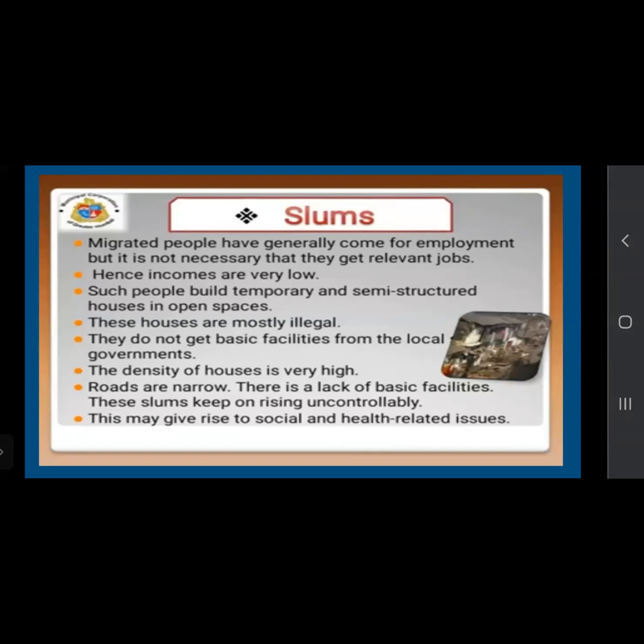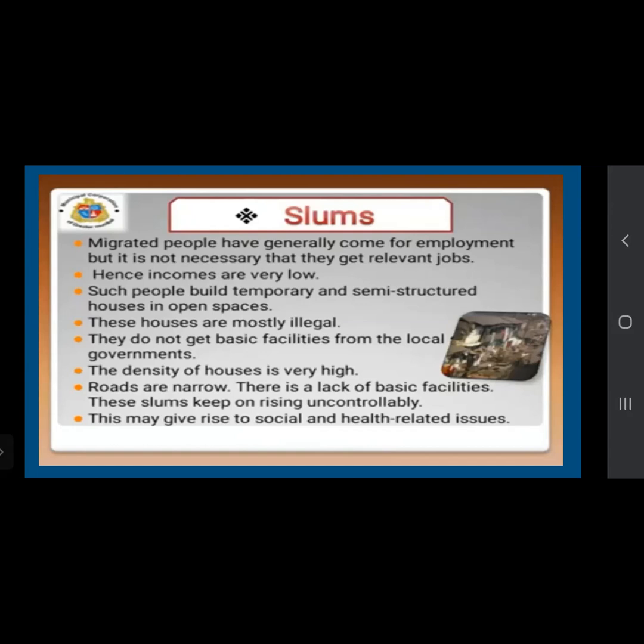The density of houses is very high. As we have seen in the picture, the density of the houses is very high. Roads are narrow. There is a lack of basic facilities. No space between the houses is there, and roads are also very narrow, very small. The slums keep on increasing uncontrollably. The slum areas keep going on increasing. They are not controlled. They are uncontrolled.